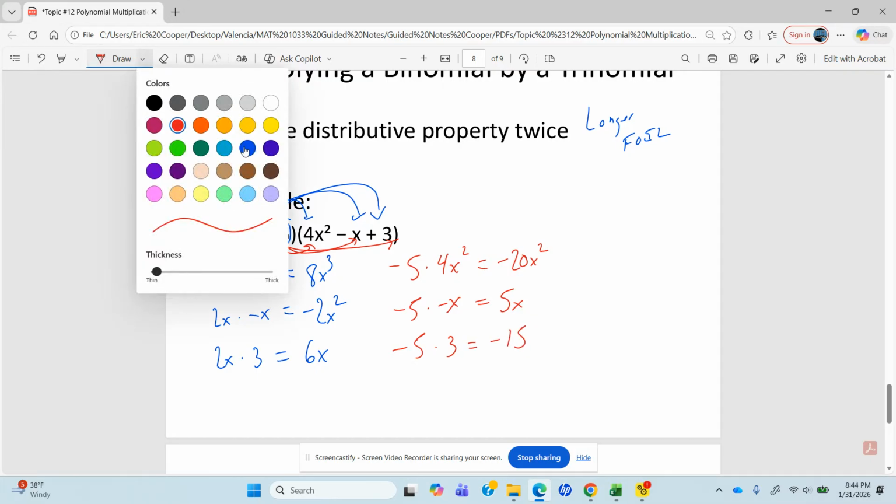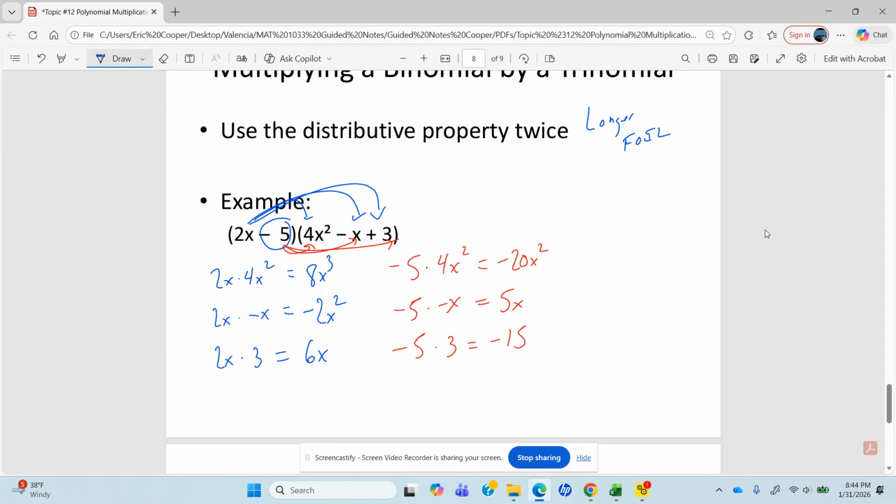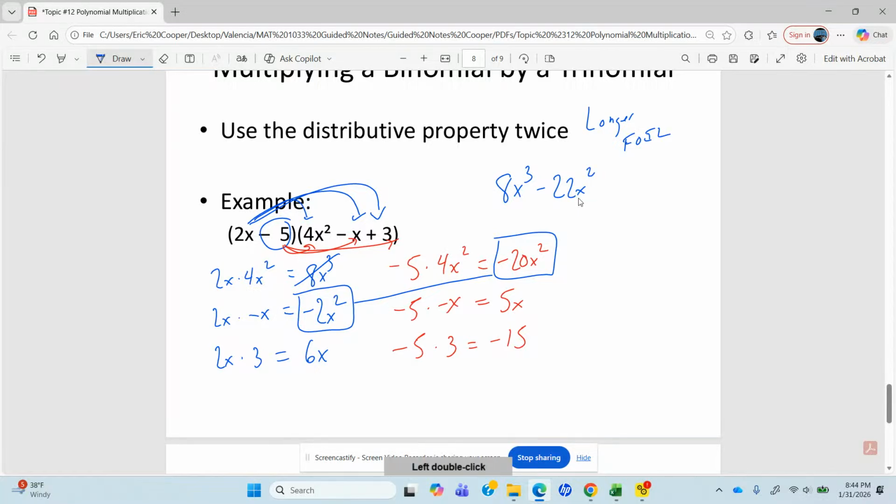So I really have 6 different parts. I have to go through and see if any of these will combine, and I want to make sure I write my answer starting with the biggest exponent. So I got 8x to the third power here. There's nothing else to the third power, so we'll use that 8x cubed to start it out with. We notice that we have a negative 2x squared and a negative 20x squared. Those will combine. Negative 2 minus 20 will give me negative 22x squared.